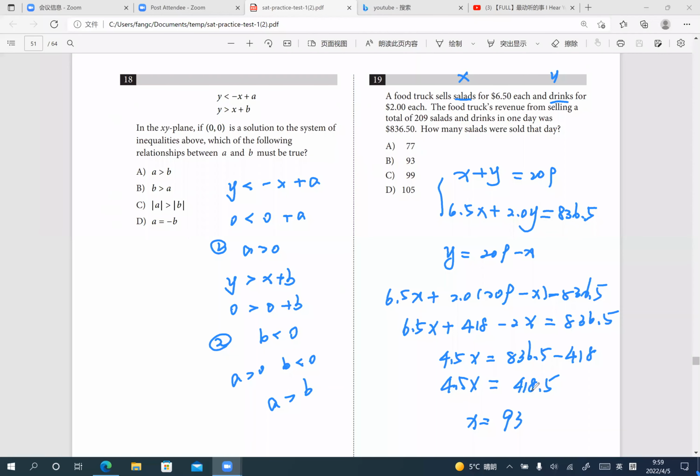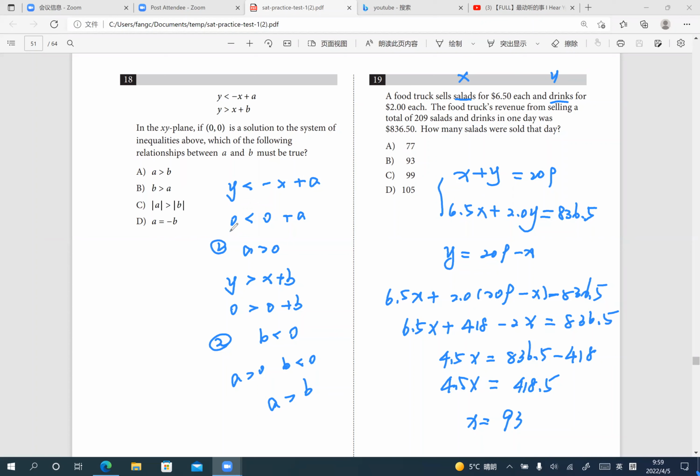Question 18. y is less than -x plus a, and y is greater than x plus b. In the xy plane, if (0, 0) is a solution to the system of inequalities above, which of the following relationships between a and b must be true? Because (0, 0) is a solution of both inequalities, we plug in (0, 0).